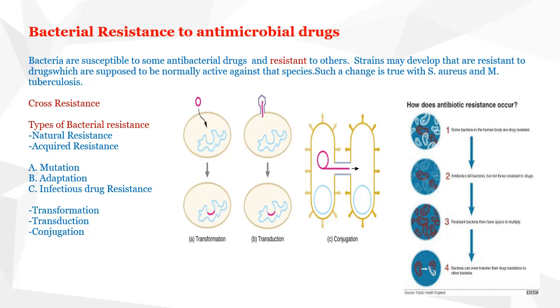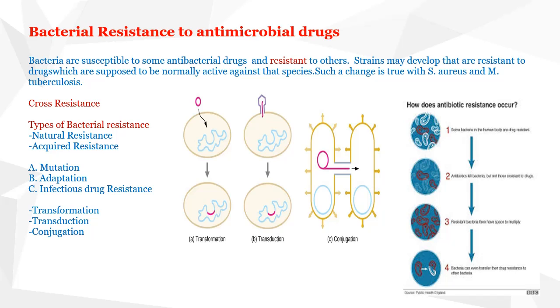Complete cross resistance means that if a bacterium is resistant to ampicillin, it is possible that it is resistant to benzyl penicillin also, and vice versa. That is, if the bacterium is resistant to benzyl penicillin, it will definitely show resistance to ampicillin as well.